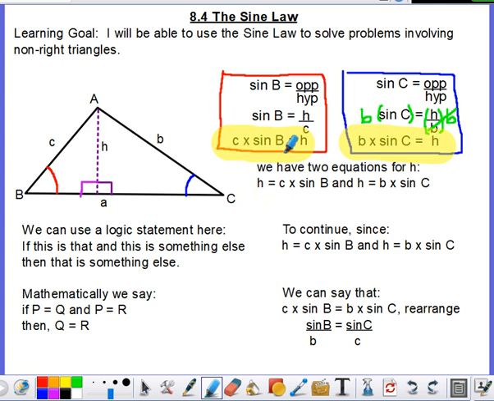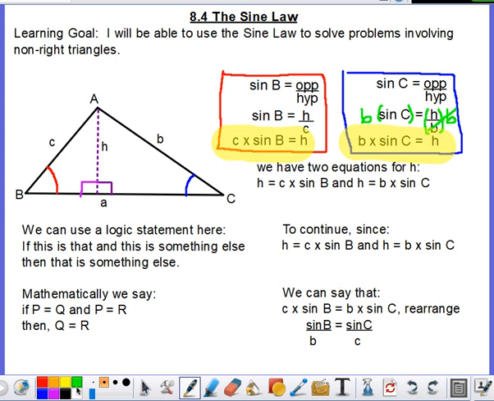h is c times sine of B, we know that from here, and also h is b times the sine of C. So we basically have two equations for h. We have this one here, which is h equals c times sine of B, and this one here, which is h equals b times sine of C.